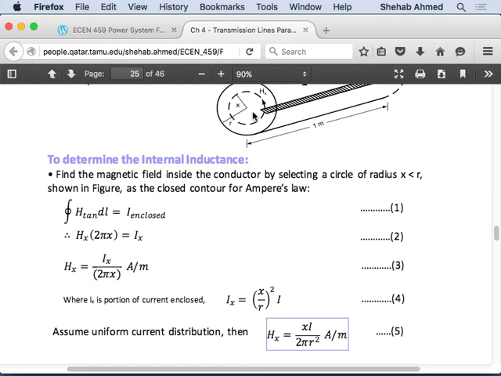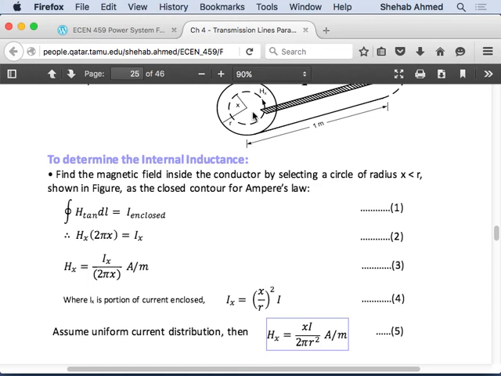After you find the magnetic field strength, I will find the flux density from the relationship B equals mu h. After you find the flux density, you can find flux by integrating the flux density over the area, or from the relationship B equals phi over A. So we will do that.